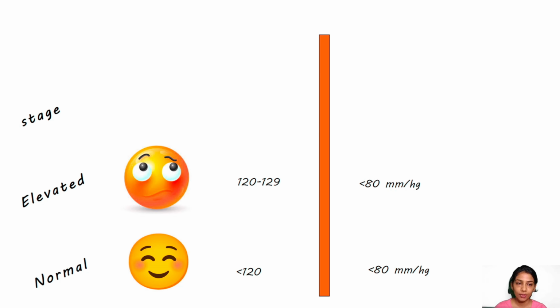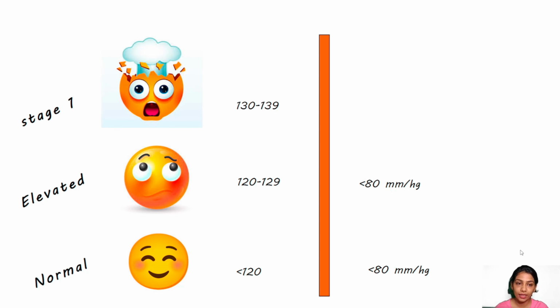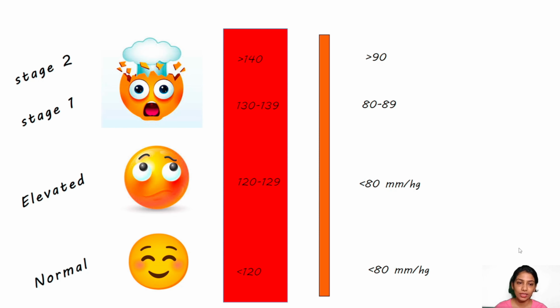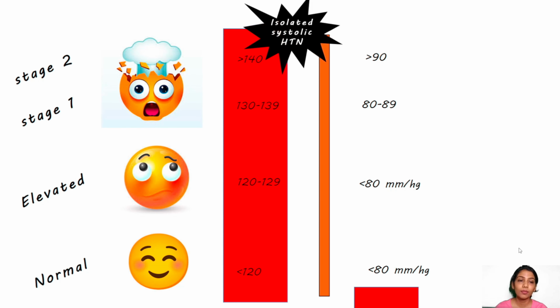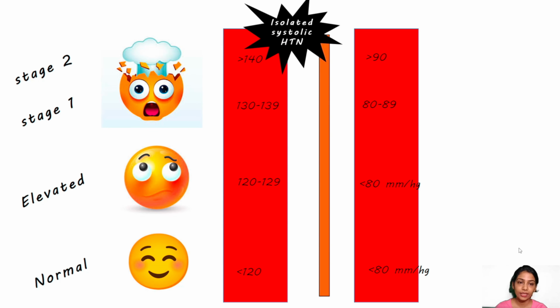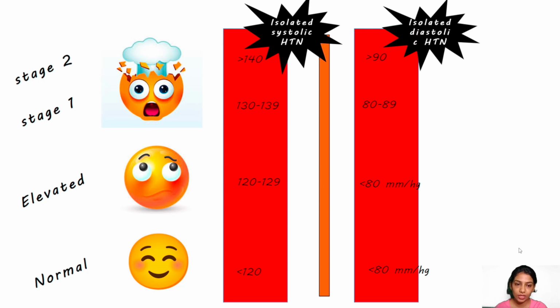Then comes stage 1 hypertension. This is when the systolic pressure is between 130 to 139 and the diastolic is between 80 to 89. After that we have stage 2 hypertension. This means the systolic pressure is 140 or higher and the diastolic pressure is 90 or higher. There is also something called isolated systolic hypertension, where only the systolic pressure is high while the diastolic pressure may remain normal. And similarly, isolated diastolic hypertension, where the diastolic pressure is high even if the systolic pressure is normal.